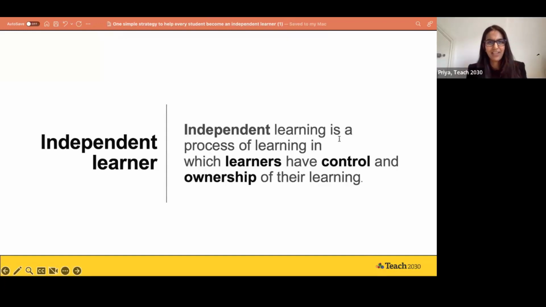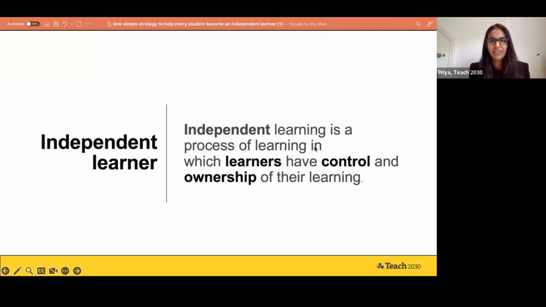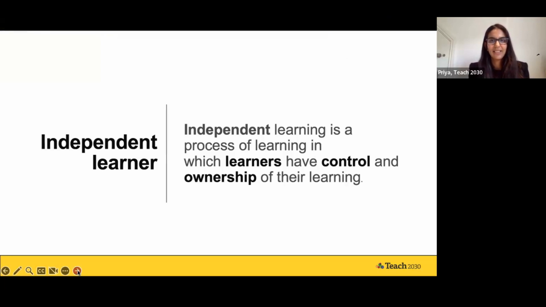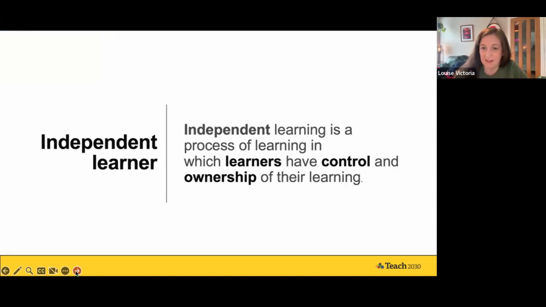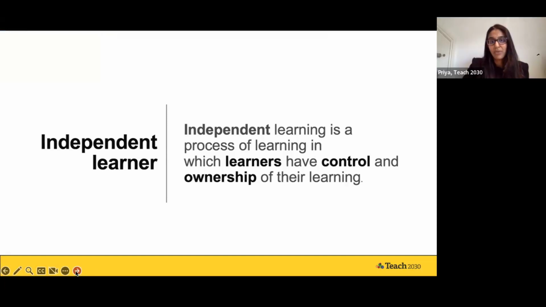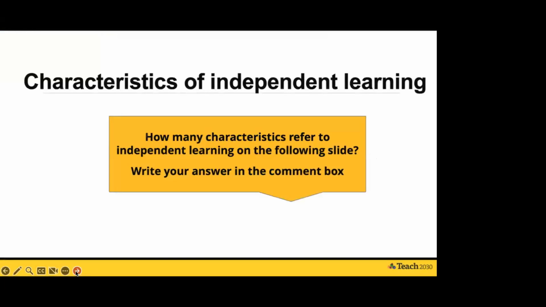Absolutely. Thank you so much for sharing that. Really good point there as well. Anyone else use independent learning in their classroom too? Yes, independent learner. That's James. Thank you, James. Absolutely. It's great to see so many of you who have heard of the concept of independent learning and use it in your classroom. So let's move on then.